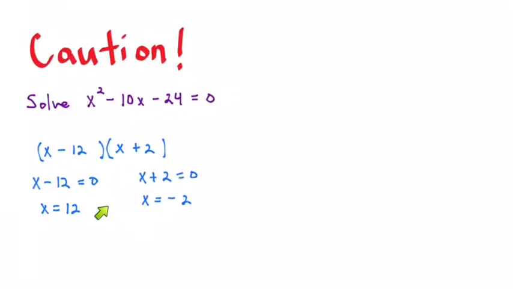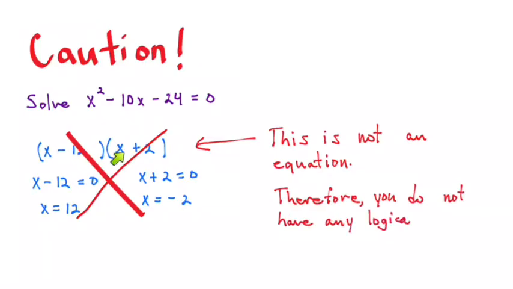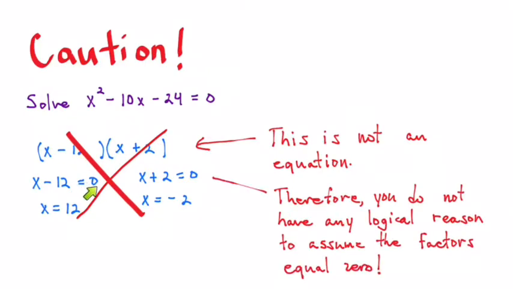Well, the problem is that I don't have an equation here. So although these answers are right, I can't give you full credit for work that looks like this. And the reason is that this is not an equation. So if this is not an equation, then what right do you have to say that this factor equals 0?